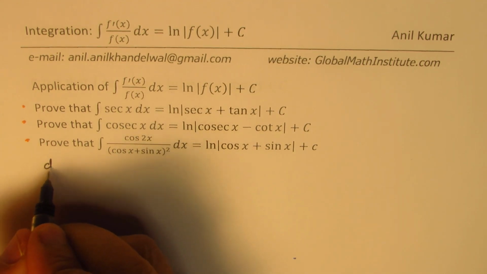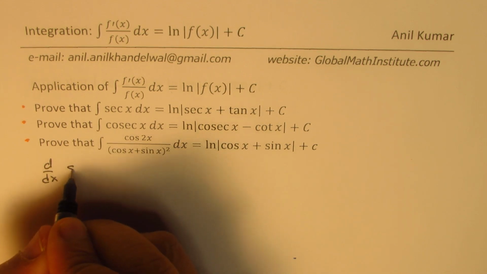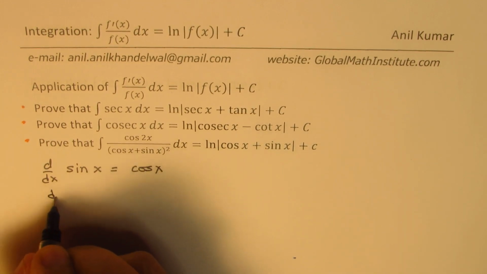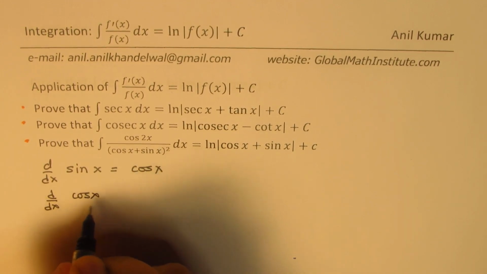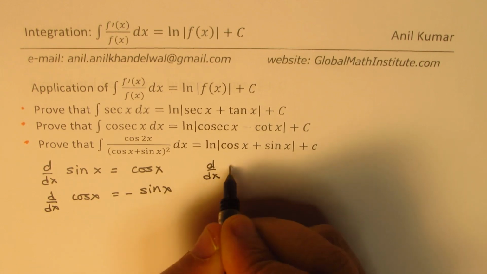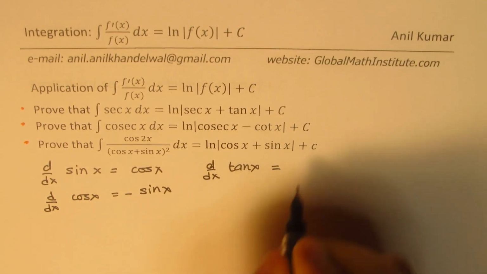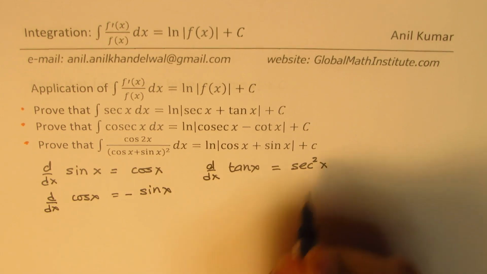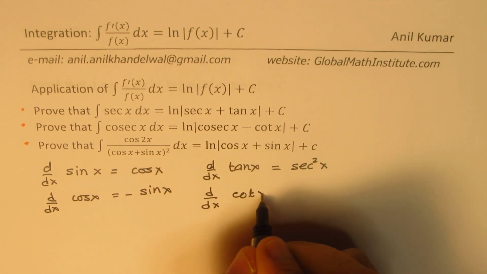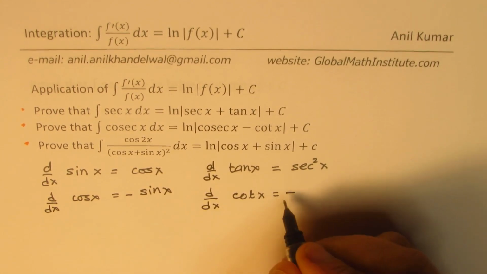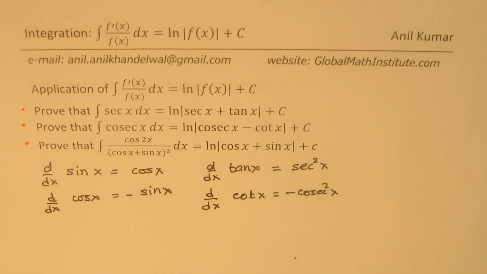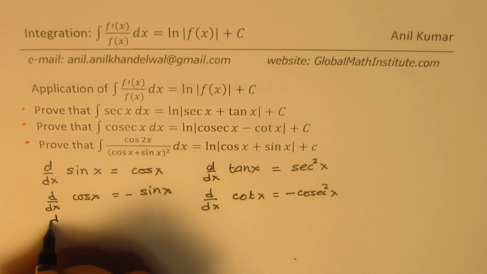Now let me provide you with the derivatives of our trigonometric functions. So you know derivative of sin x is equal to cos x. Derivative of cos x is minus sin x. Derivative of tan x is secant square x. Derivative of cot x is minus of cosecant square x.